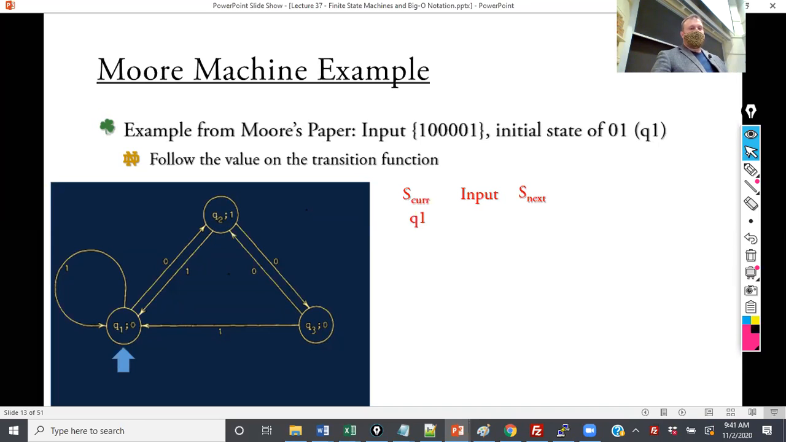So Q1, we're going to start here. The input is going to be 1. And then we get to Q1 here. So the value inside is 0. So that would actually be 0. Does that make sense? So when the next input is going to be 0, what do we think is going to happen?